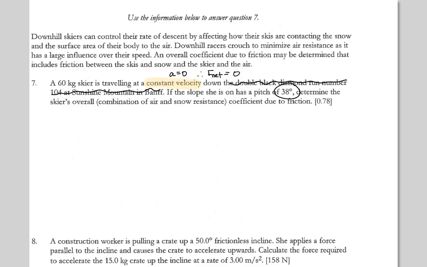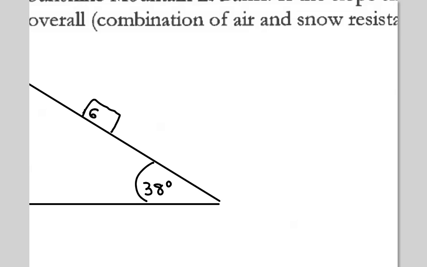Okay, so let's draw the ramp, or the ski hill. It's just a ramp. Please try your best to keep these straight, right angled. It'll really make your diagrams much easier to read. So 38 degrees in the corner, and then you just put Johnny Skier here like this. And it's 60 kilos.